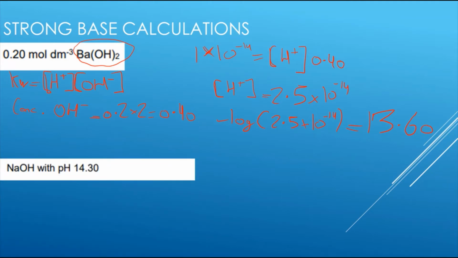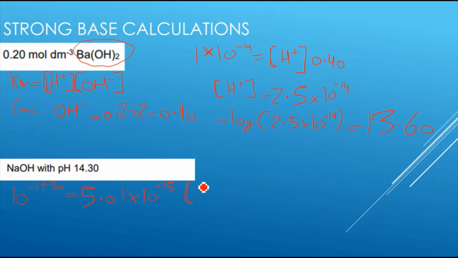Now we can also be asked to find the concentration from the pH we've been given. So we've been given that the pH is 14.30. We can find the concentration of the H plus by simply doing 10 to the power of minus 14.30, which will get us 5.01 times 10 to the power of minus 15.